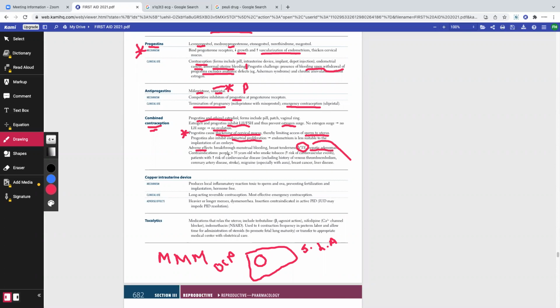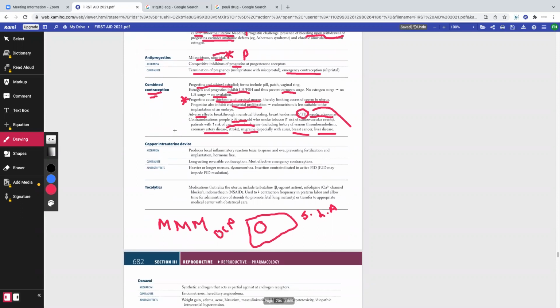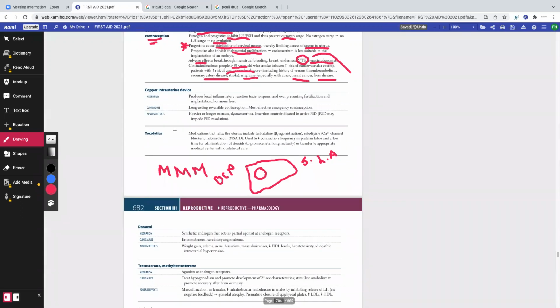So contraindications are people above 35 years of age who smoke, who have a risk of heart disease, familial history of DVT, and migraines, right? Why don't we give OCP to people who have migraines? Because OCP can enhance migraine because OCP contains ergot, an ergot alkaloid containing compound. Breast cancer and liver disease are also areas where we do not give OCP, right? So that's that. Have I made myself clear, yes or no?